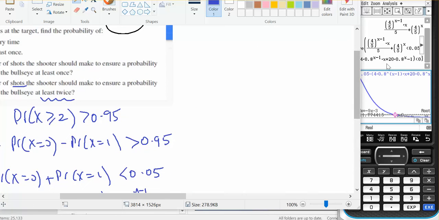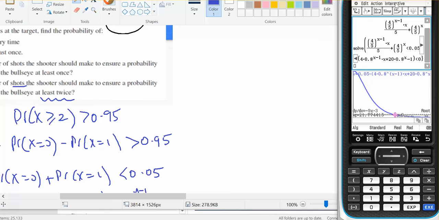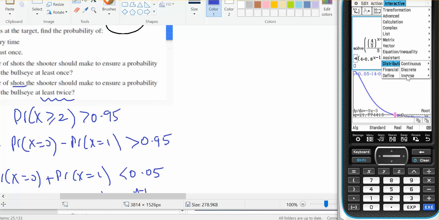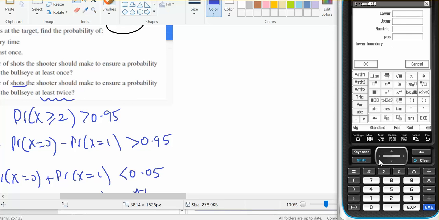So what might that look like if I was to use interactive? So interactive, distribution, discrete, CDF. The lower has to be at least 2, so 2. The upper is x, number of trials is x, probability of success is 0.2.